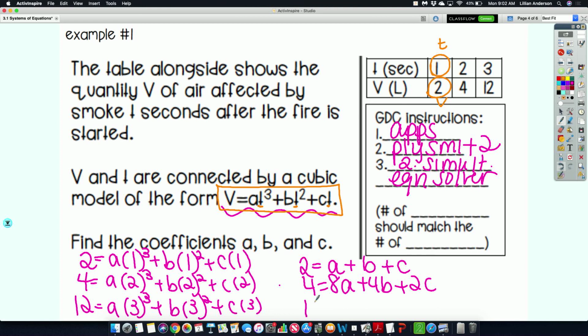I'm going to have 12 equals, what's 3 cubed? 27. So this becomes a 27a. What's 3 squared? Plus 9b plus 3c. And so these are my equations based off of the data that I'm given. And this is my system of equations.